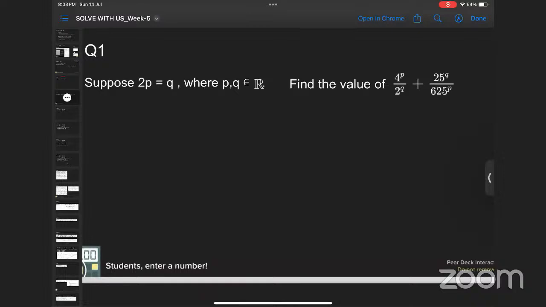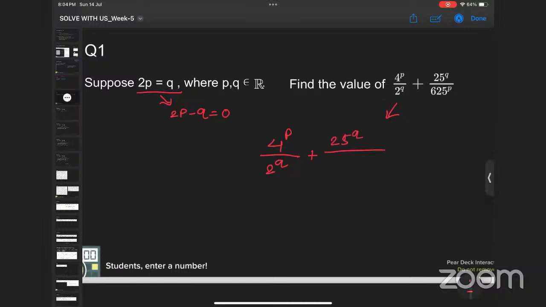Okay. So here we have been given one condition, the condition 2p minus q equals 0, right? From this, we can conclude this. Now, from here, we can see that 4 power p, 2 power q plus 25 power q, 625.